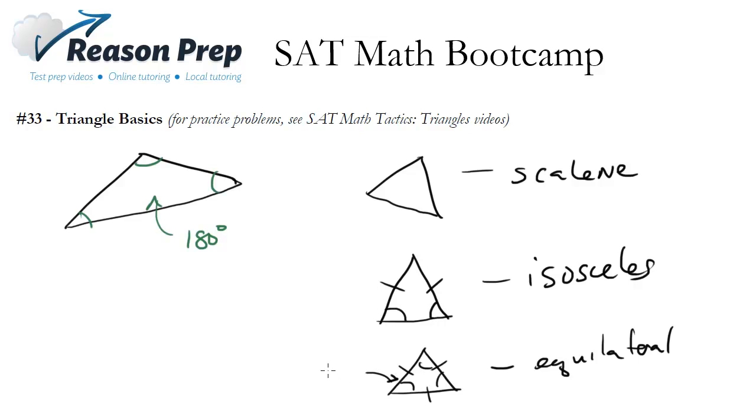One other thing with equilateral is that in an equilateral triangle, since the angles have to add up to 180, and since they're all the same in this case, to get the measure of any one angle, we just divide 180 by 3, and we see that each of the angles in an equilateral is 60 degrees. And that's a very important point that is used in some triangle questions on the SAT.